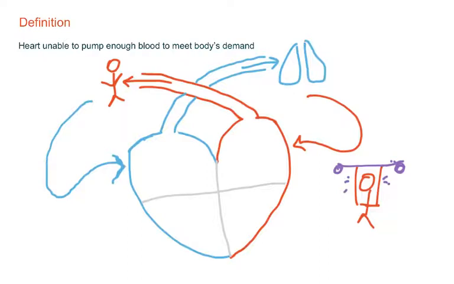side of the heart. Our body has a certain demand of the blood which it requires under certain conditions. For example, if we start exercising, our demand increases, so the heart will start pumping more blood to accommodate for that. So heart failure describes the condition where heart cannot pump enough blood to meet the demands of the body.